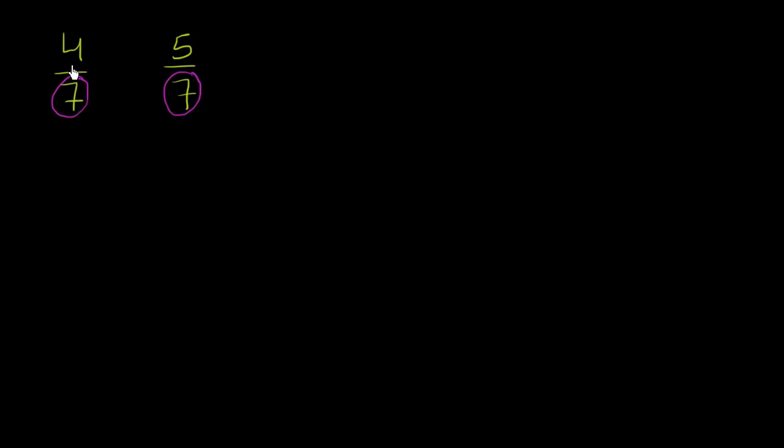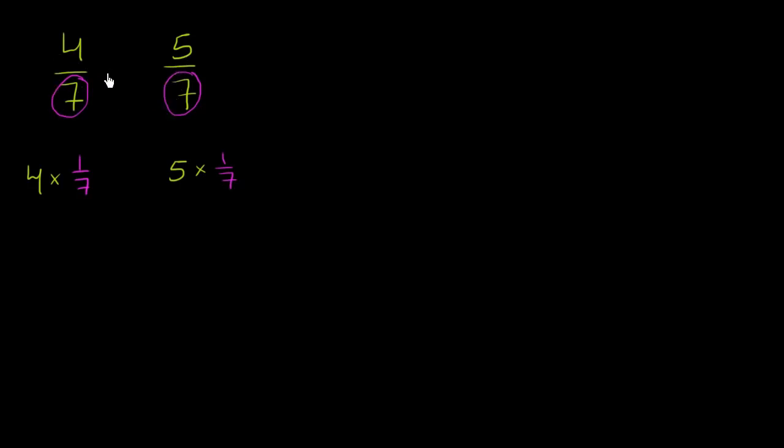So one way to think about it is this is literally 4/7. This is literally 5/7. So we could rewrite 4/7 as literally 4 times 1/7. And we can rewrite 5/7 as literally 5 times 1/7. So now if I have 4 of something versus 5 of something, which is going to be a larger quantity? Well, clearly 5 of this 1/7 is going to be more. So 4/7 is smaller, 5/7 is larger.